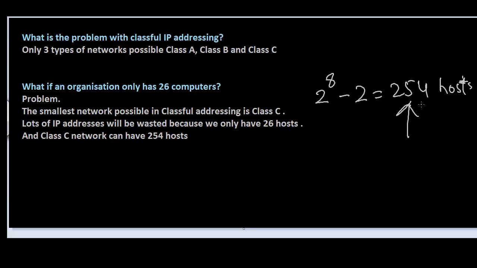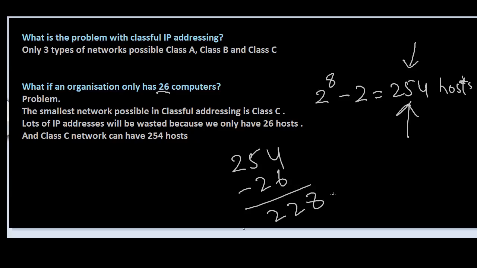But how many computers do you have? You only have 26 computers. So out of the pool of 254 possible IP addresses, you'll only be using 26. What's going to happen to the remaining IP addresses? 254 minus 26, because you'll only be using 26. So what is going to happen with the remaining 228 IP addresses that have come with the class C network that has been given to you?